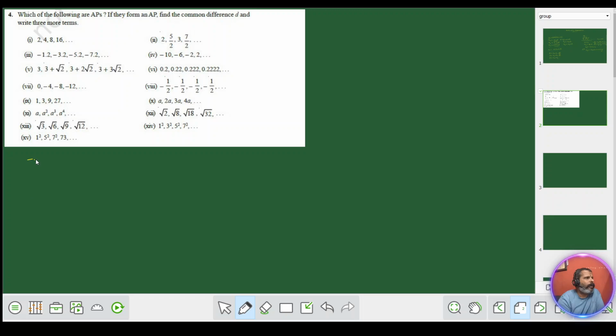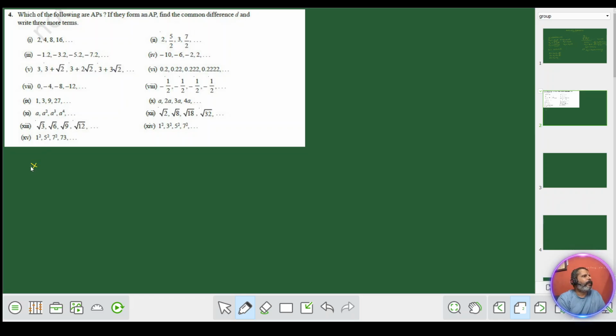Eighth one. Minus 1 by 2, minus 1 by 2, minus 1 by 2, minus 1 by 2. If we check the sequence, they are all minus 1 by 2. Therefore, they form the AP because the common difference you get is 0. The next terms will also be minus 1 by 2, minus 1 by 2, minus 1 by 2. Can you solve it yourself? We'll move ahead.